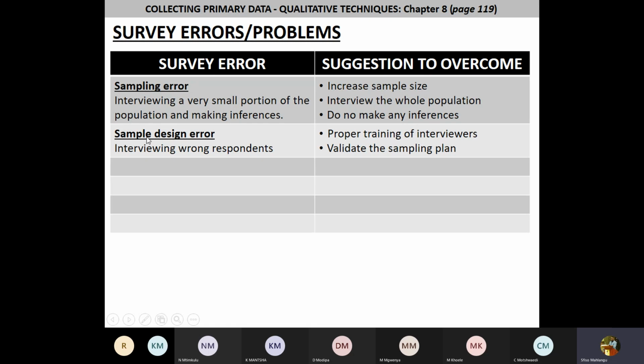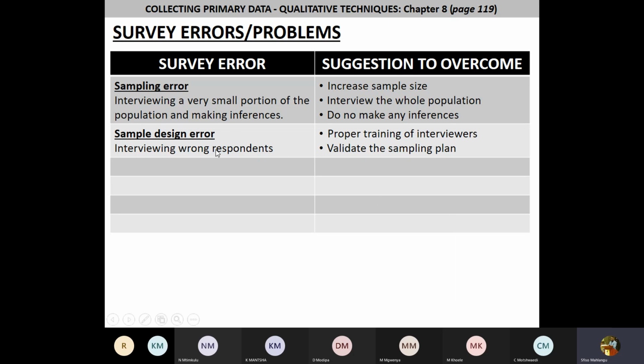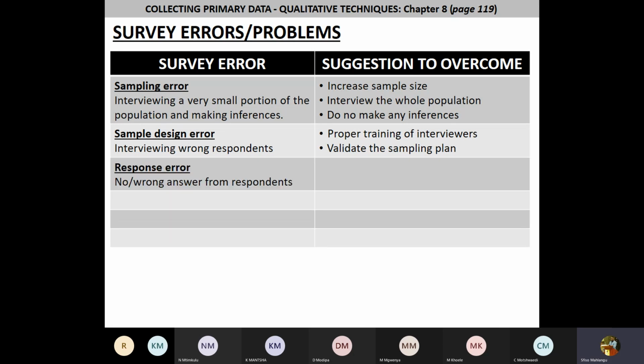So if we make a mistake here, for example, we say we're going to interview 30 years. However, maybe our research problem is not about 30 years. Our research problem is about NRF funding, such as bursaries for postgraduate students. So we interviewed undergraduate students, whereas we were supposed to interview postgraduate students. So that design error can happen. You can eliminate that by training the interviewers to interview correct people, as well as validating the sampling plan.